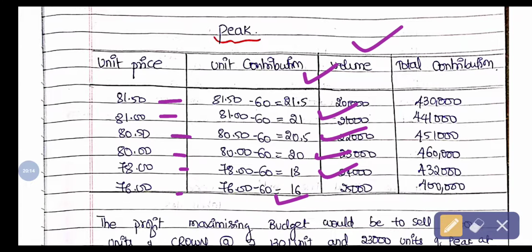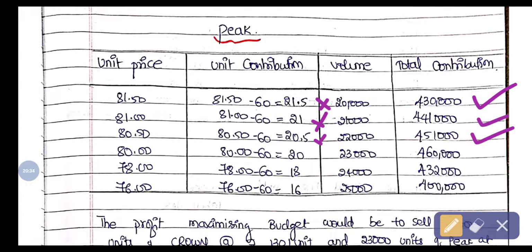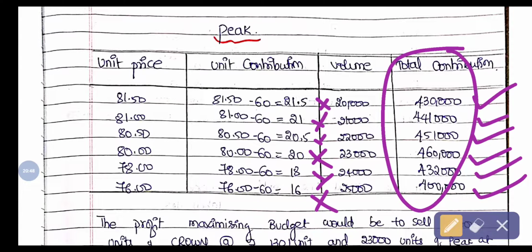Now the volume is already given in the problem. Copy that here, and next simply multiply the unit contribution into the volume. So 21.5 into 20,000 will be 4,30,000. 21 into 21,000 will be 4,41,000. 20.5 into 22,000 will be 4,51,000. 20 into 23,000 will be 4,60,000. 18 into 24,000 will be 4,32,000, and 16 into 25,000 will be 4 lakh. So this is the contribution of Peak.